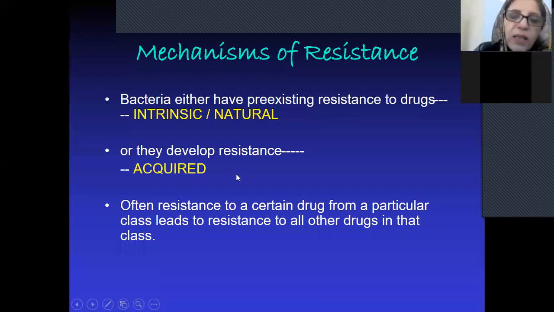And acquired is when they are undergoing certain changes in their bacterial morphology, or they are producing certain enzymes which they have developed over the exposure to the different types of antibiotics. Over a period of time, they have developed these changes, and these were not present when they were born or in the initial phases. And most of the time, whether it's an intrinsic or an acquired resistance, if it is resistant to one drug from a particular group, then it will be resistant to all the other drugs in that group.